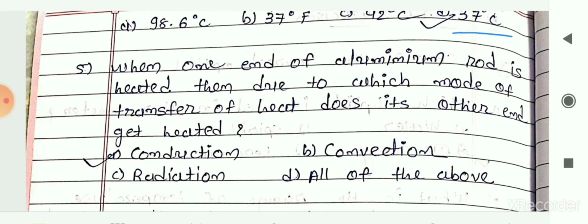Next is, when one end of an aluminium rod is heated, then due to which mode of transfer of heat does its other end get heated? In short, in an aluminium rod, heat is transferred by which method? The options are given to you, that is conduction, convection, radiation or all of the above. So in the aluminium rod, the transfer of heat takes place by the process of conduction. So your answer is conduction.